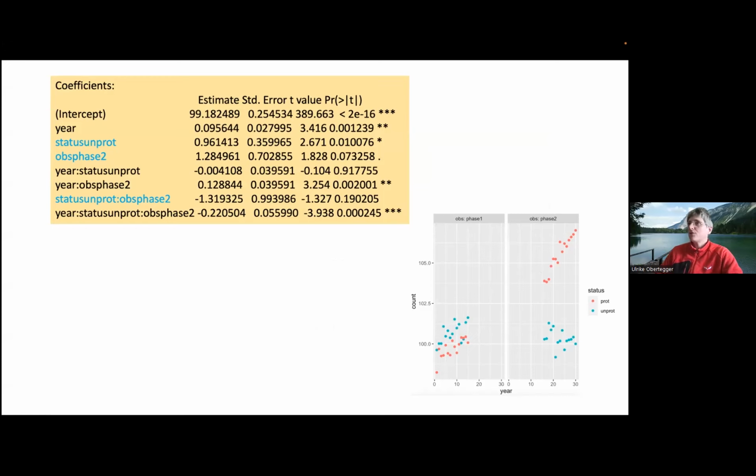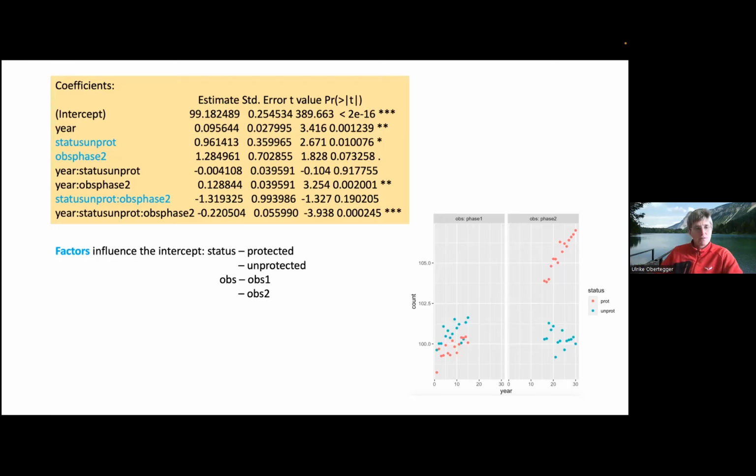But we can figure this out, and you just have to remember 2 rules. The first rule is that factors influence the intercept. And you have 2 factors here. Status, that is protected versus unprotected, and OBS, that stands for observation phase 1 and observation phase 2. So these are the factors, and the factors influence the intercept, and they are colored here in blue.